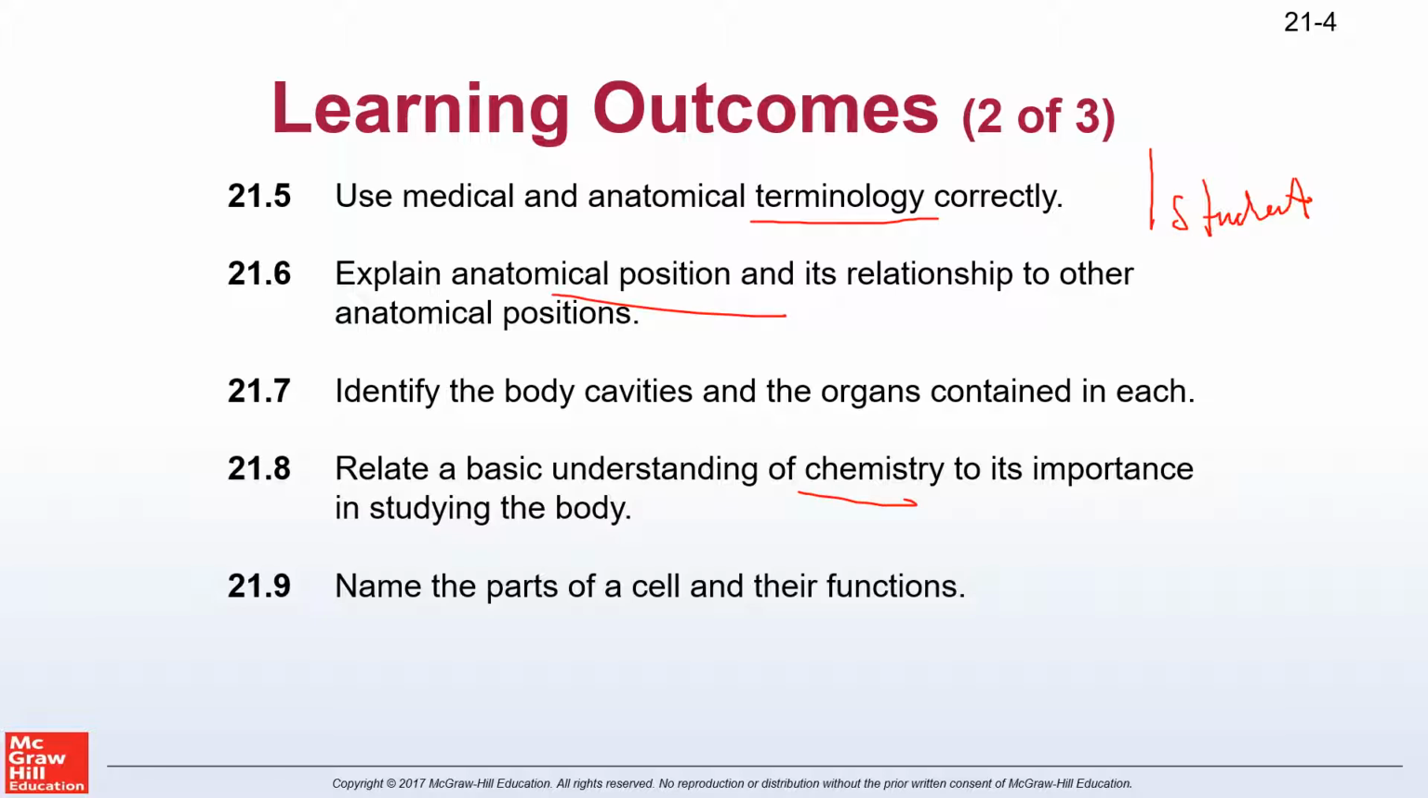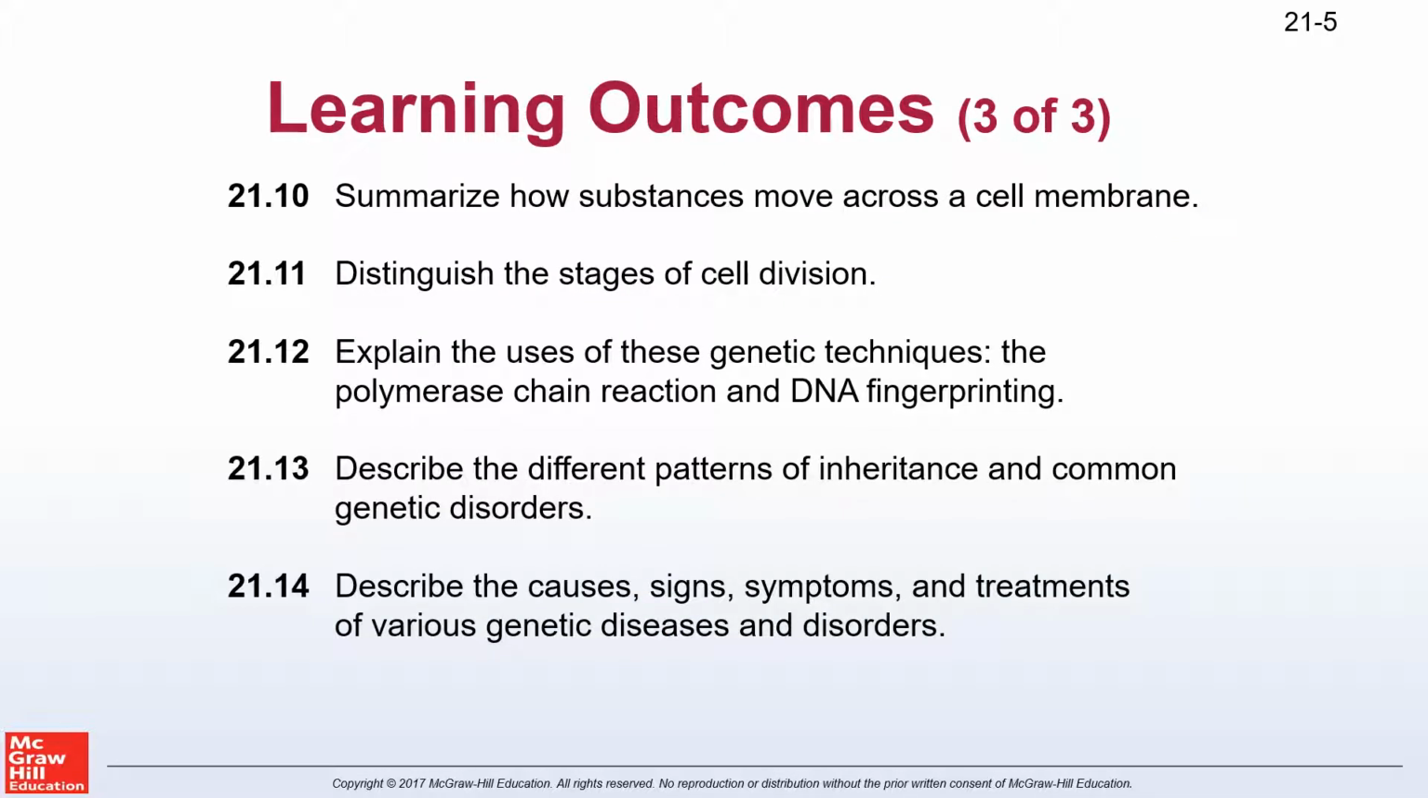Chemistry, as mentioned. The cell, so if you took biology in high school, that'll help you out. If you took chemistry in high school, it'll help. Then we'll talk about cell division. We'll get into cancer a little bit. DNA fingerprinting, which is the genetics.